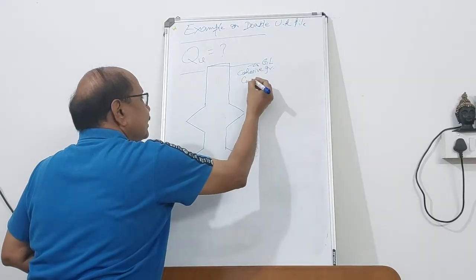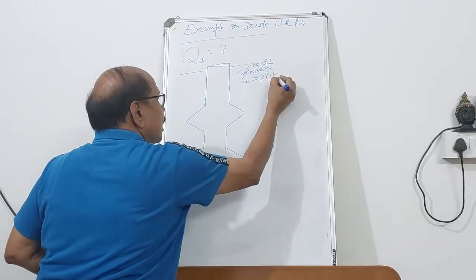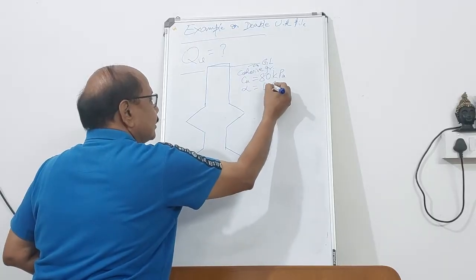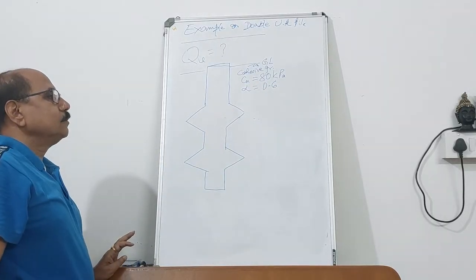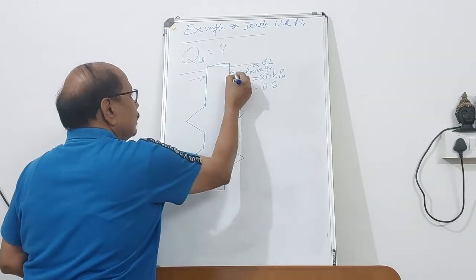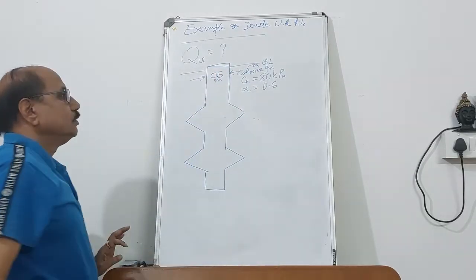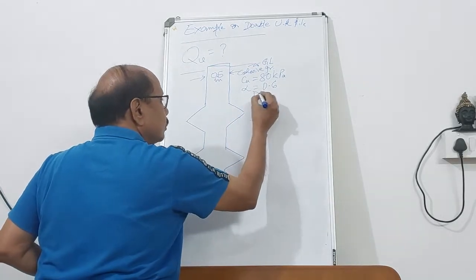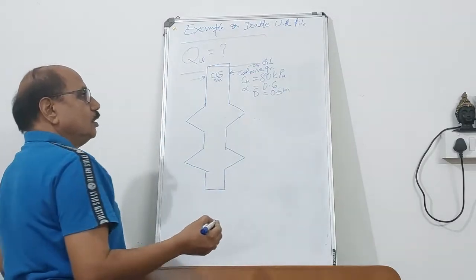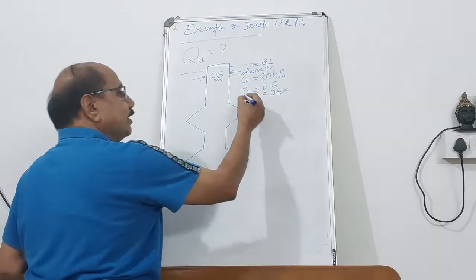The value of Cu, let's say the undrained cohesion, is 80 kilopascal and the value of alpha, the adhesion factor, is 0.6. The diameter of the pile is 0.5 meter. So D equal to 0.5 meter. Therefore, these are the given data.